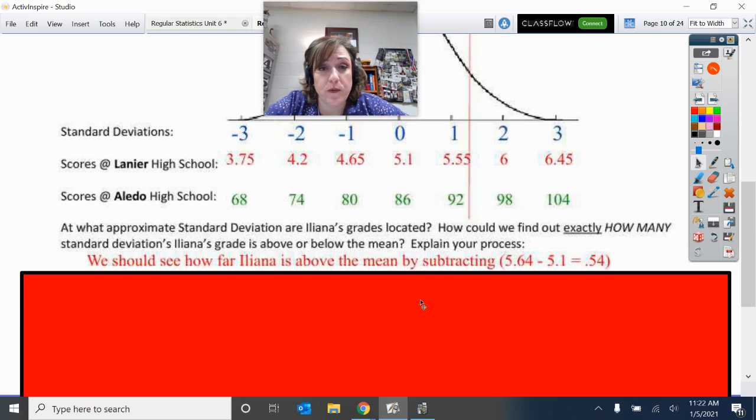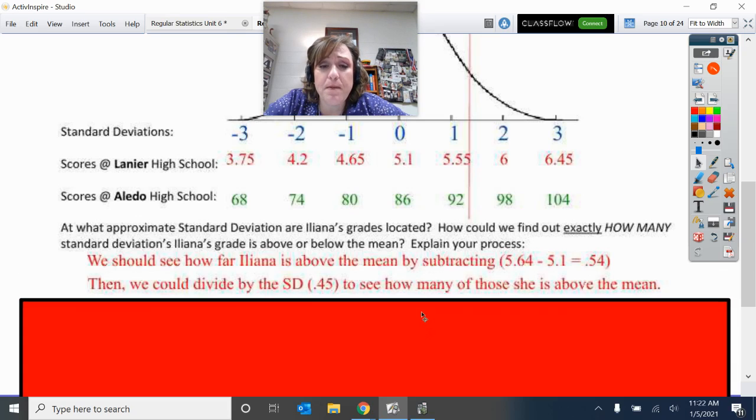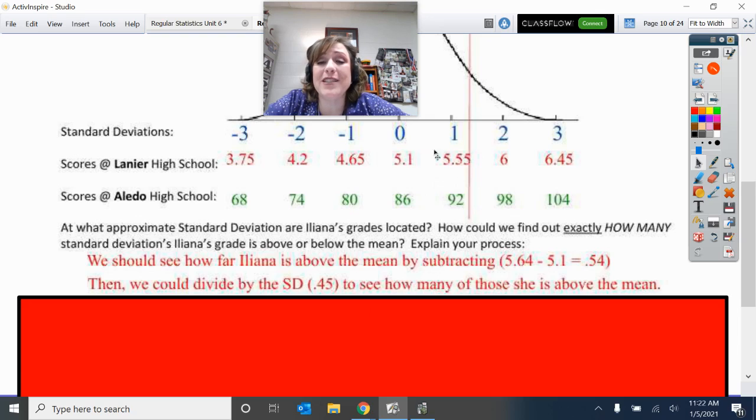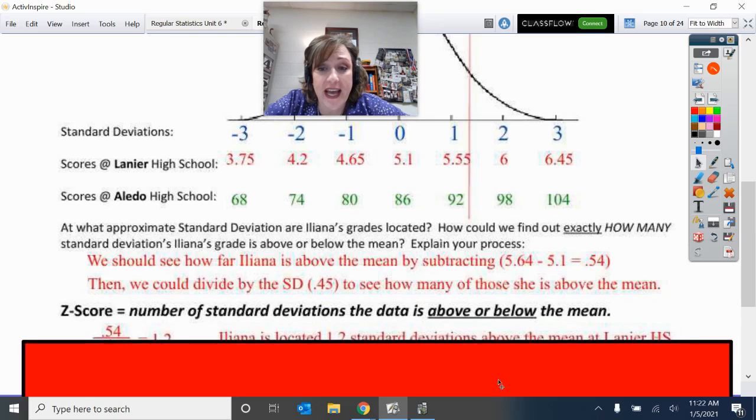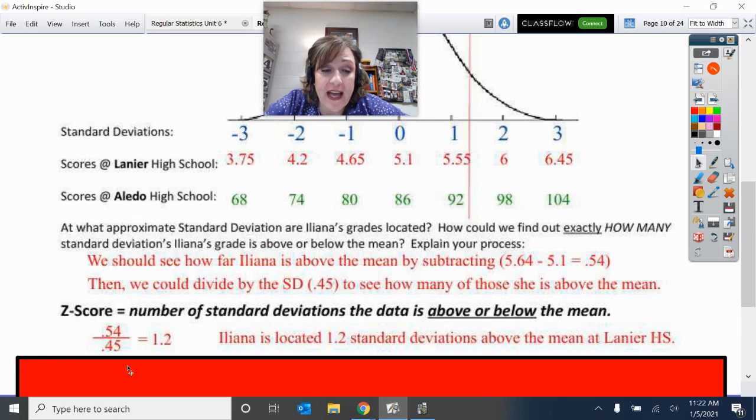Well, hopefully you understand we need to subtract to see how far away we are. So we're going to subtract 5.64 minus the mean, and that tells me that this is 0.54 above the mean. 0.54 above the mean, okay? But how many standard deviations is that? Well, if you divide by the 0.45, that would tell me how many of those standard deviations she is above the mean. So if I divided by 0.45, that's 1.2.